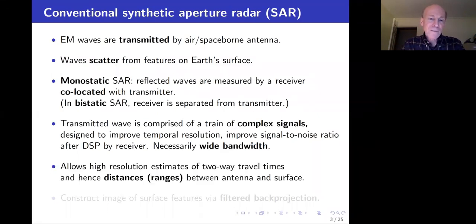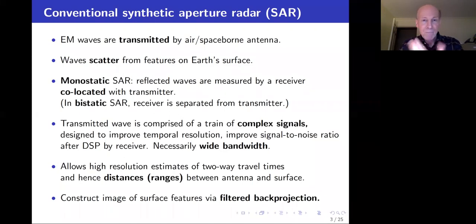These kinds of transmitted signals have very good temporal resolution after suitable processing, so they allow for high resolution estimates of the two-way travel times from the transmitter back to the receiver after scattering off the Earth, and therefore give high resolution estimates of the distances or ranges between the antenna and the surface. You can use this information to construct surface features, for example via filtered back projection techniques, making it much more similar to tomography and other situations where you can do filtered back projection.